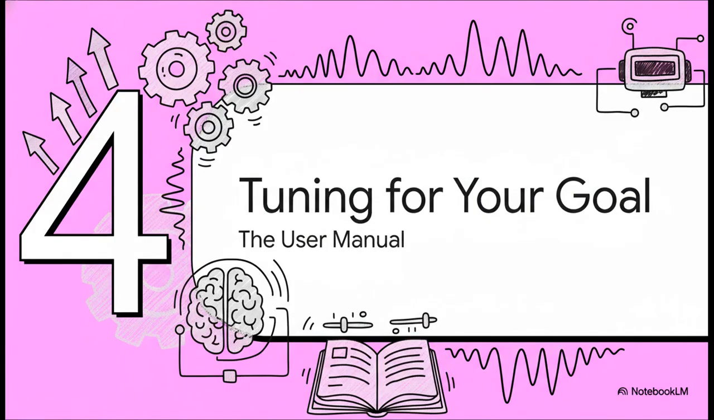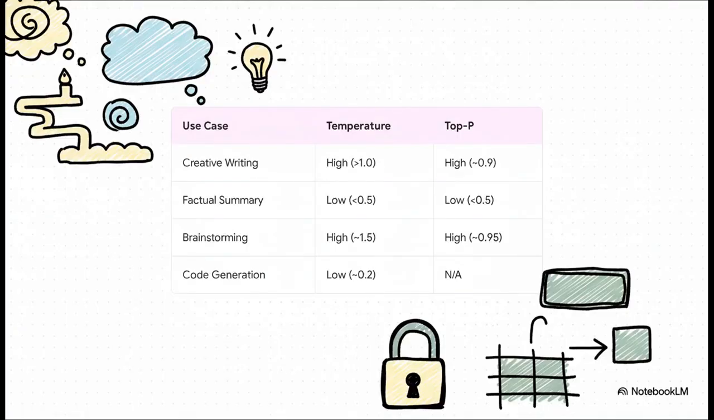Okay, so let's put this all together. Now that you know what all the dials do, how do you actually set them to get the results you want? Think of this next part as your AI user manual. Here's a great little cheat sheet for you. If you're doing something like creative writing or brainstorming, you want to crank up the temperature and Top P. That encourages risk-taking in a wide range of ideas. But for something precise, like summarizing facts or generating code, you want to dial them way down to keep the output predictable and on topic.